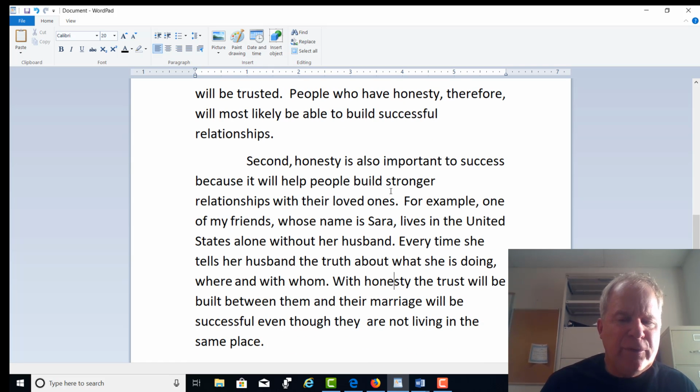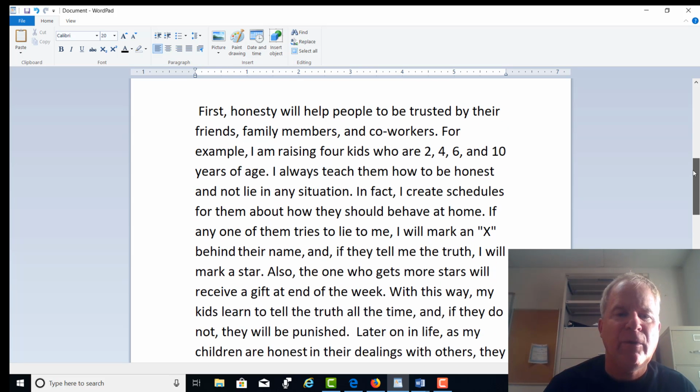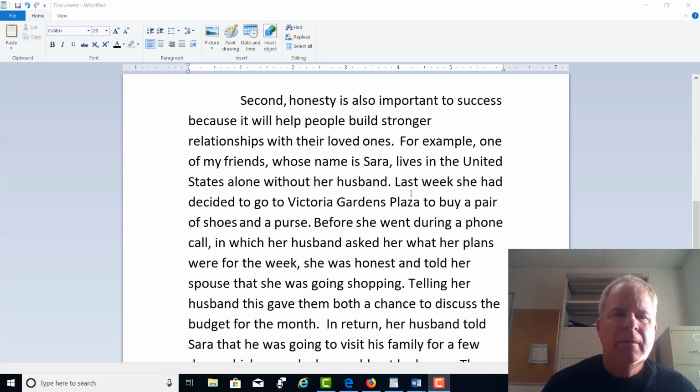Every time she tells her husband the truth about what she is doing, where and with whom, with honesty, the trust will be built between them and their marriage will be successful even though they're not living in the same place. Okay, so we need to develop it a little more. That's the main thing, right? See how this first paragraph has a little more development to it? Okay, let's take a look at the next paragraph.